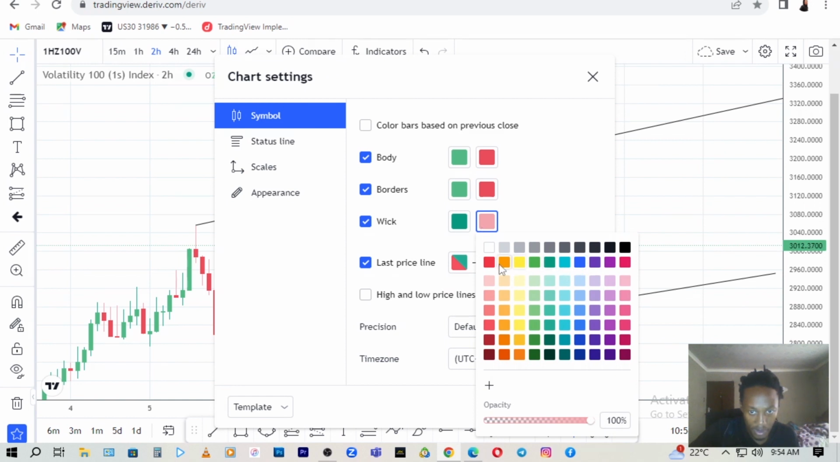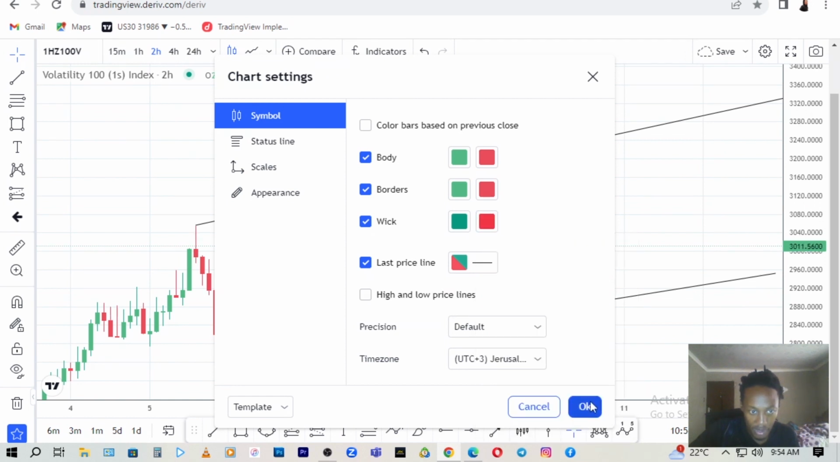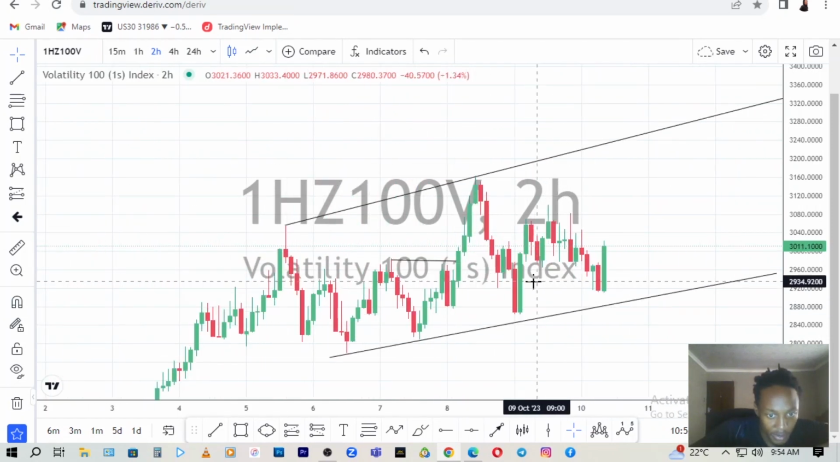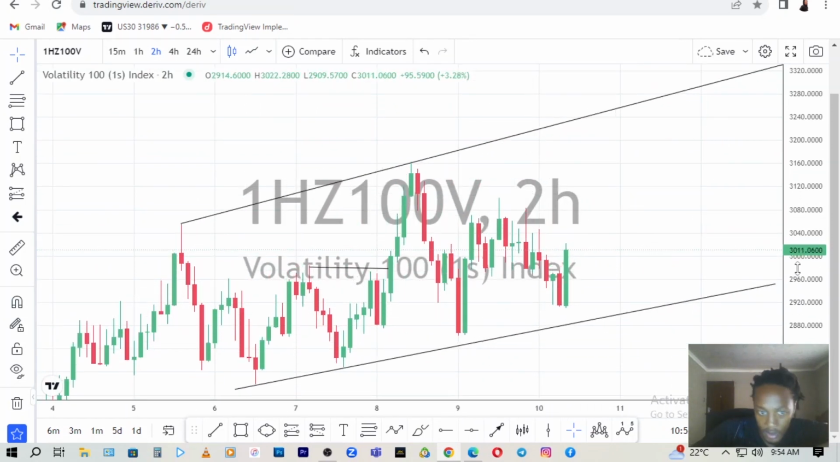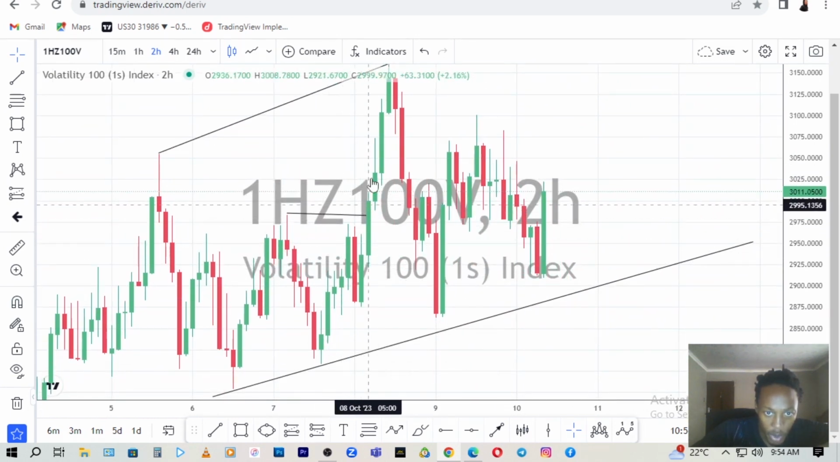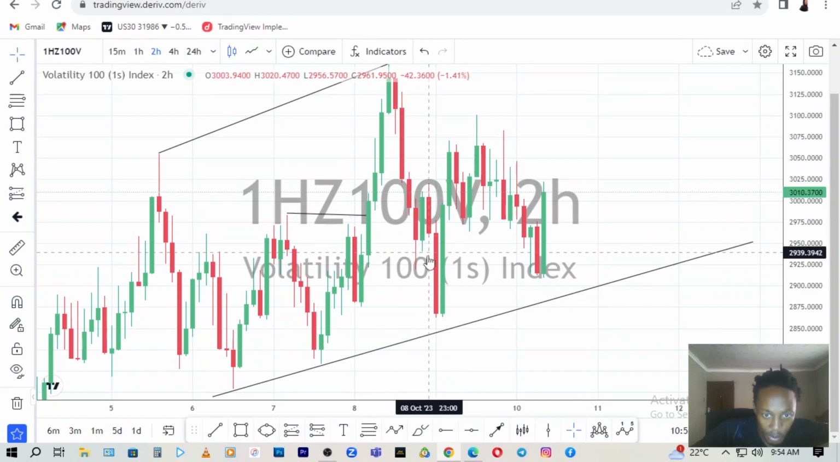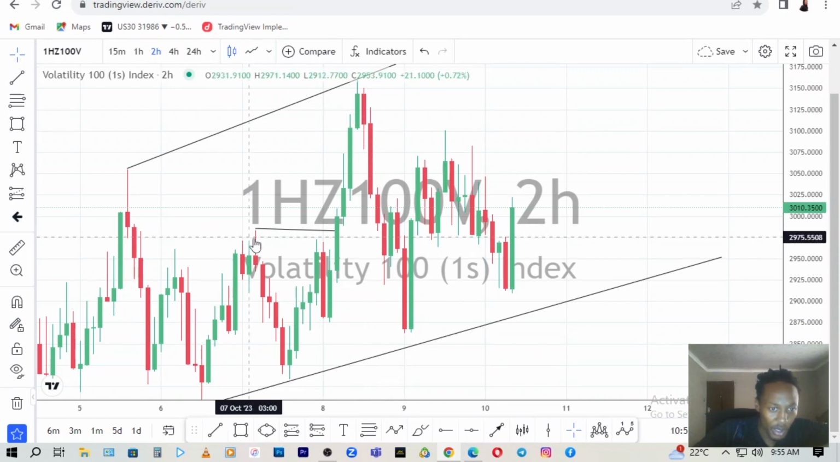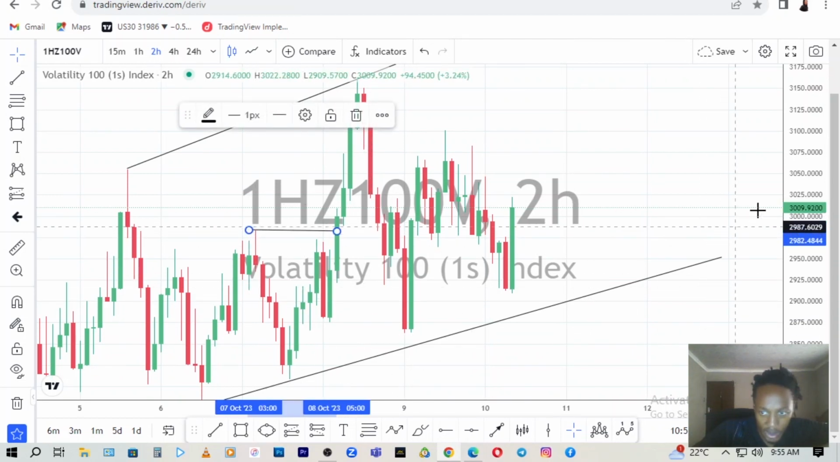Okay, red. Yeah. So you can see that we had this structure over here right before we got our higher high leg. So we came to fetch, what should I call it? Normally I call it the demand area. So we came back to our demand area.